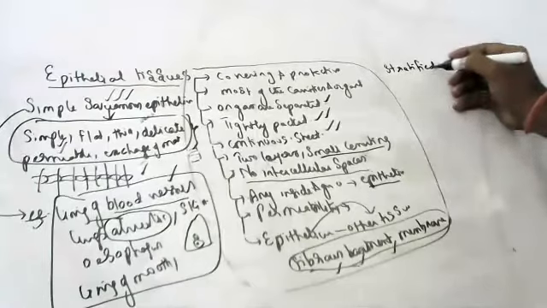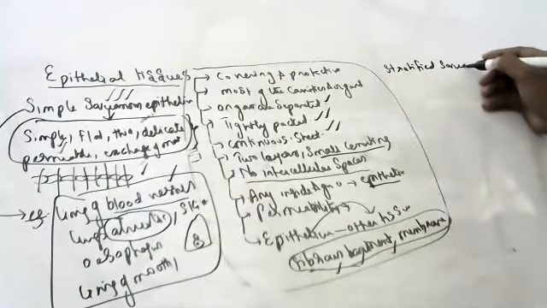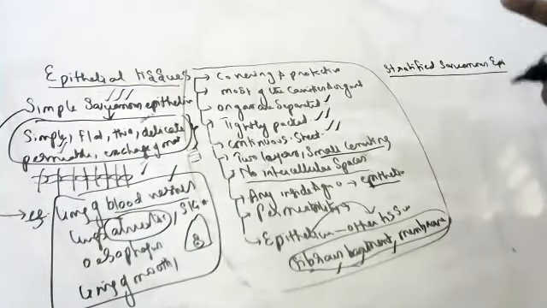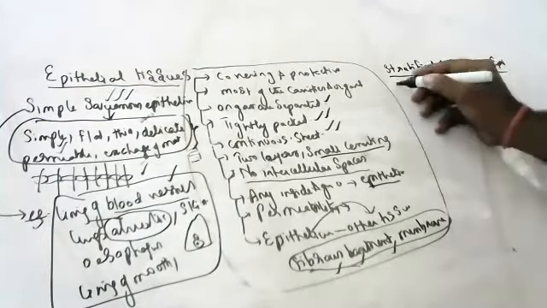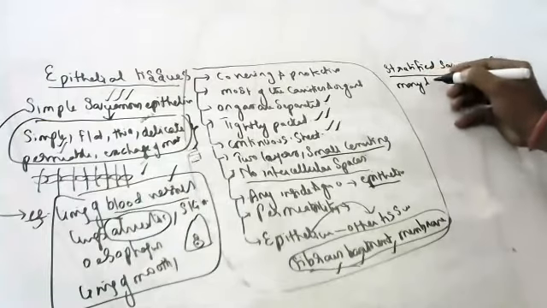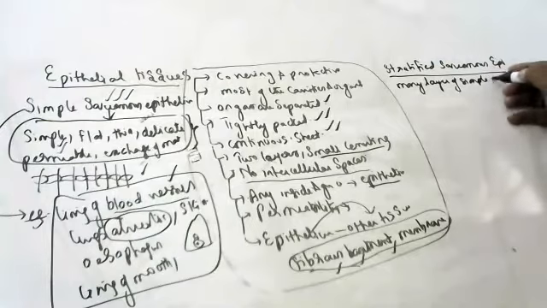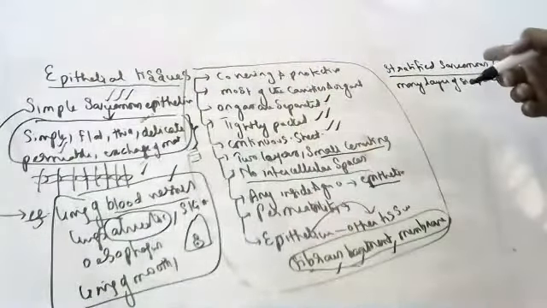What is stratified squamous epithelium? Stratified squamous epithelium means, children, many layers of simple epithelium. Many layers of simple epithelium is stratified. This is a single layer, no, children. This is many layers. Okay.